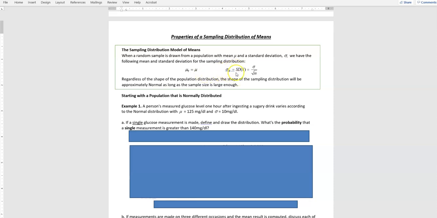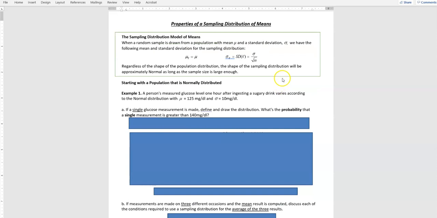And the standard deviation is different, though. We take the standard deviation of the population and we divide by the square root of n, n being the number of items in our sample. So regardless of the shape of the population distribution, the shape of the sampling distribution will be approximately normal as long as you have a large enough sample size. And we looked at that in the last video as well.